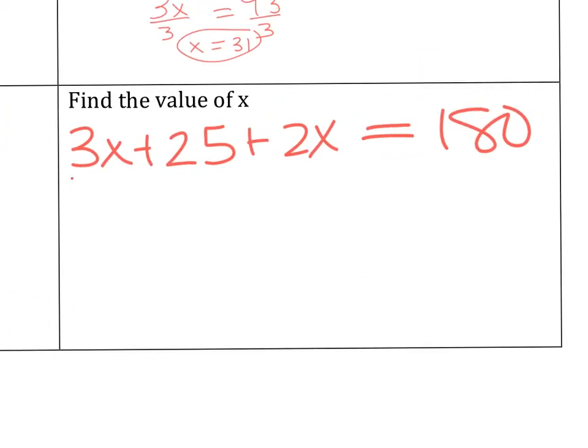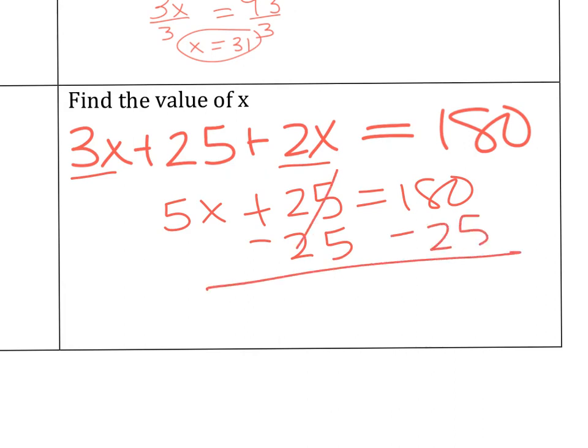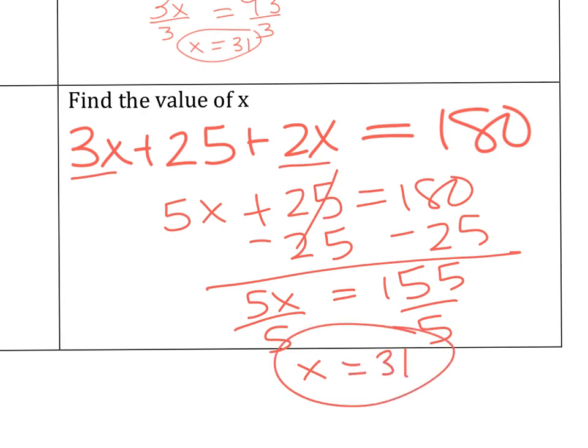Okay, so we're going to add up our x's first. We're going to get 5x plus 25 equals 180 minus 25. So 5x equals this 180 take away 25 is 155. And my last step is to divide by 5, which gives me 31 again.